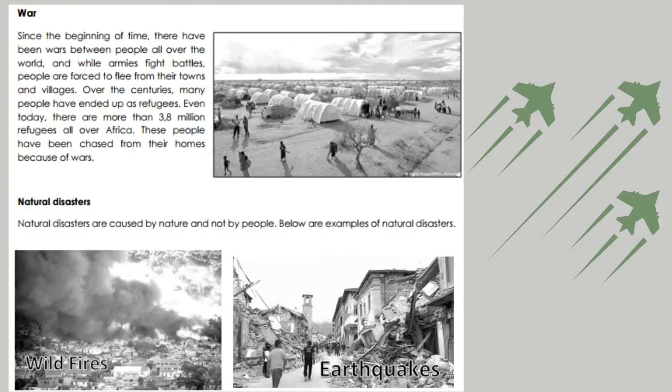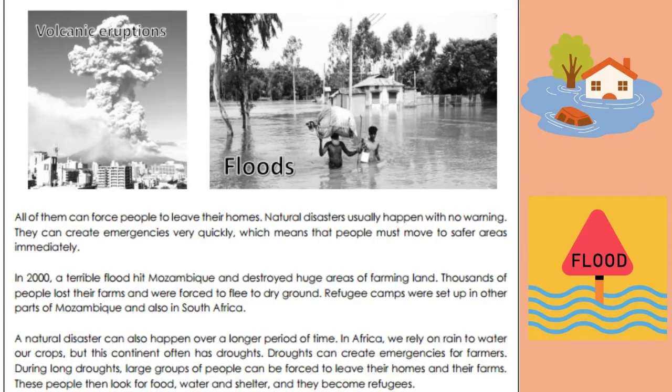Even today, there are more than 3.8 million refugees all over Africa. These people have been chased from their homes because of wars. Natural disasters. Natural disasters are caused by nature and not by people. Below are examples of natural disasters. All of them can force people to leave their homes.